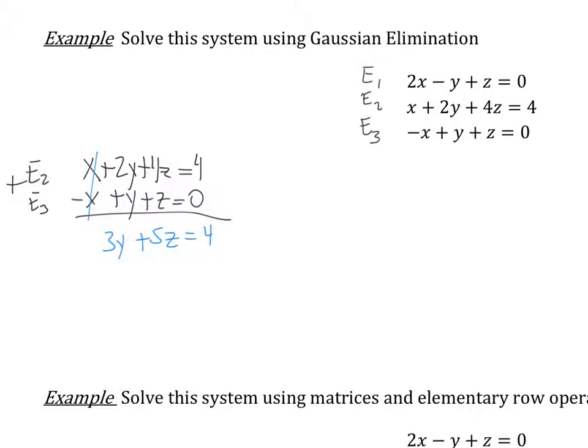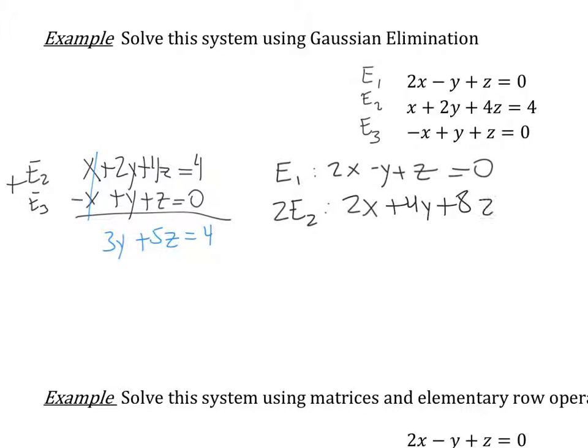So let's try to use E1 and E2 to make the x go away. We notice that E1 has a 2x in it, so let's take E2 and double that. When we double everything in E2, we get 2x plus 4y plus 8z equals 8.